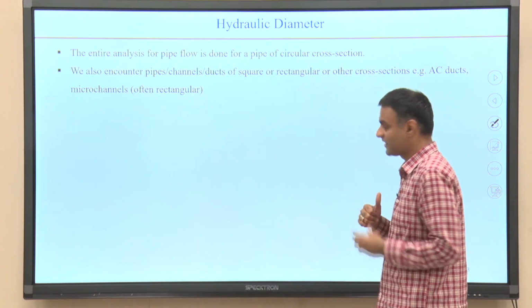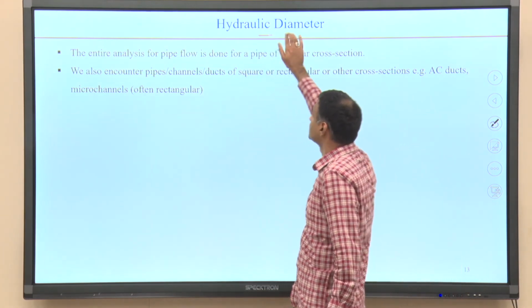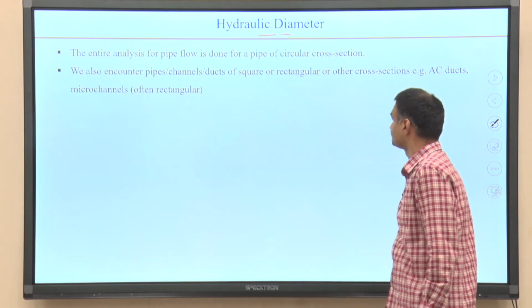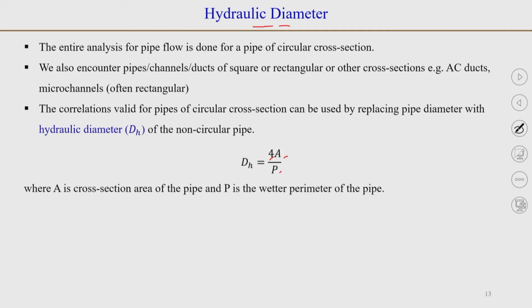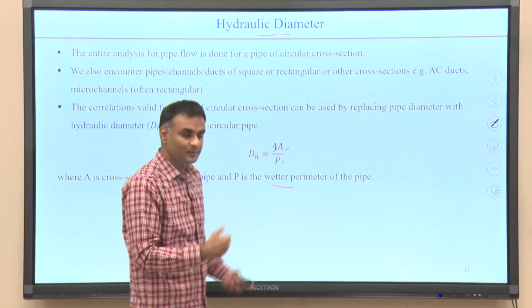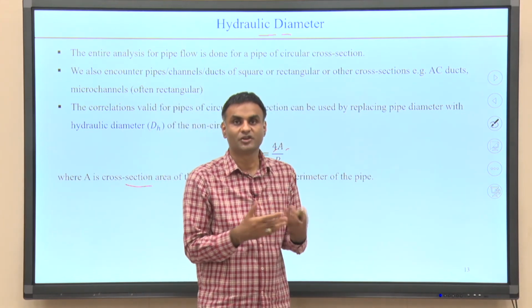The simplification that we could make is we can use the concept of what is called hydraulic diameter. The hydraulic diameter is basically defined as 4 into A by P, where A is the area of cross section of the pipe and P is the wetted perimeter of the pipe. The wetted perimeter is basically the perimeter of the pipe which wets the fluid.